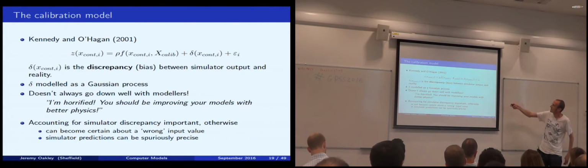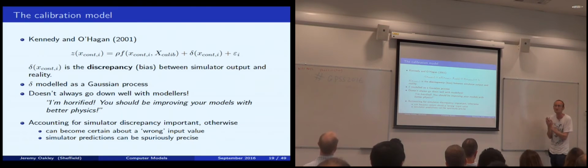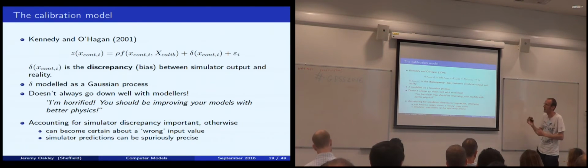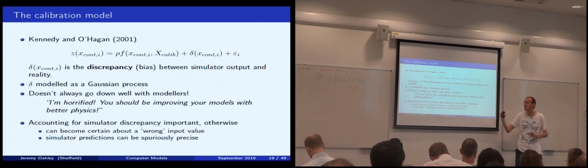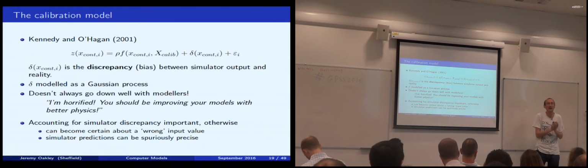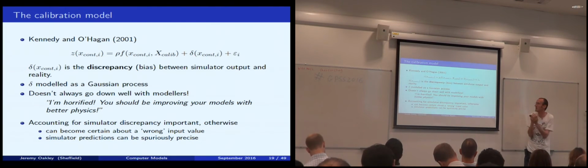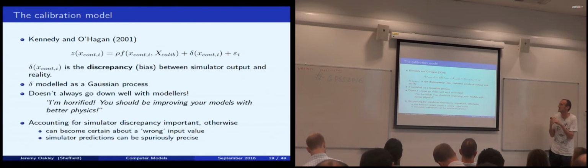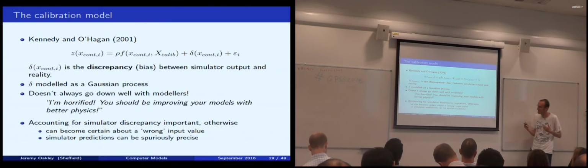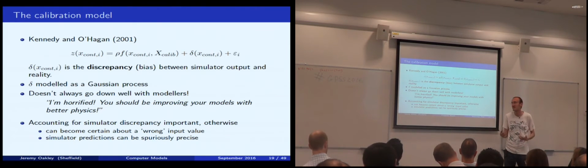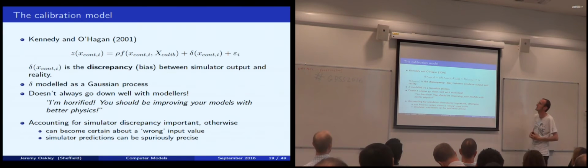So this extra discrepancy term is important because it can stop us becoming certain about the wrong value, as I was in that gravity example. And it can stop us coming up with spuriously precise simulator predictions. Okay, we've got to somehow account for the fact that these simulators are not perfect when we're predicting with them.